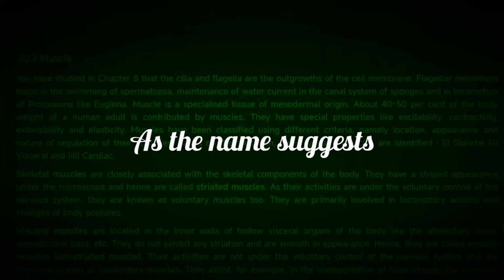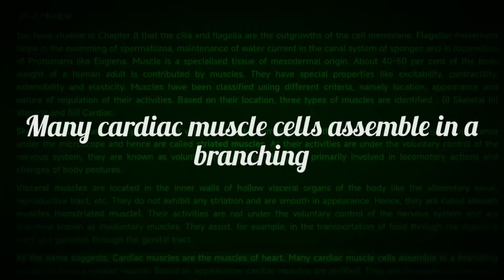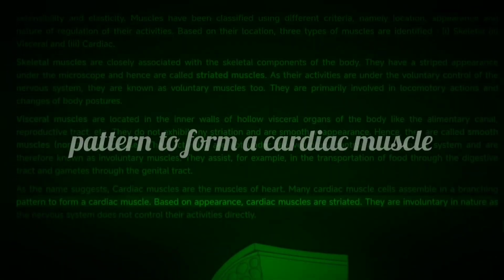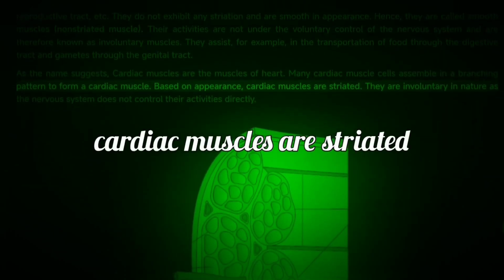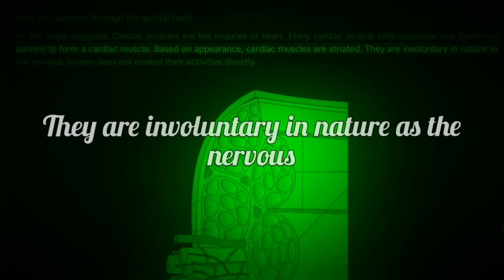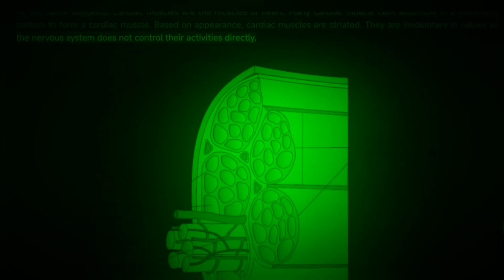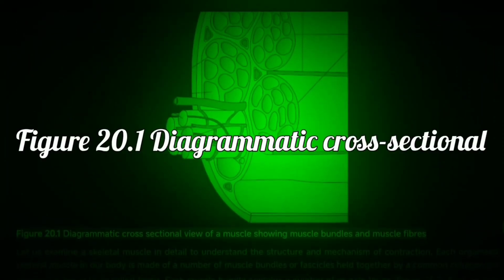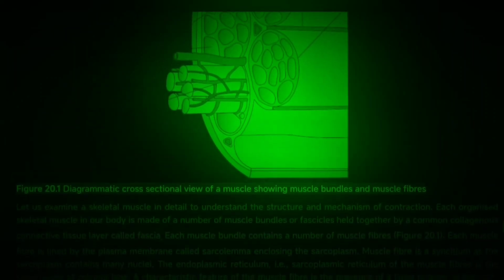As the name suggests, cardiac muscles are the muscles of the heart. Many cardiac muscle cells assemble in a branching pattern to form a cardiac muscle. Based on appearance, cardiac muscles are striated. They are involuntary in nature as the nervous system does not control their activities directly. Figure 20.1 Diagrammatic cross-sectional view of a muscle showing muscle bundles and muscle fibers.